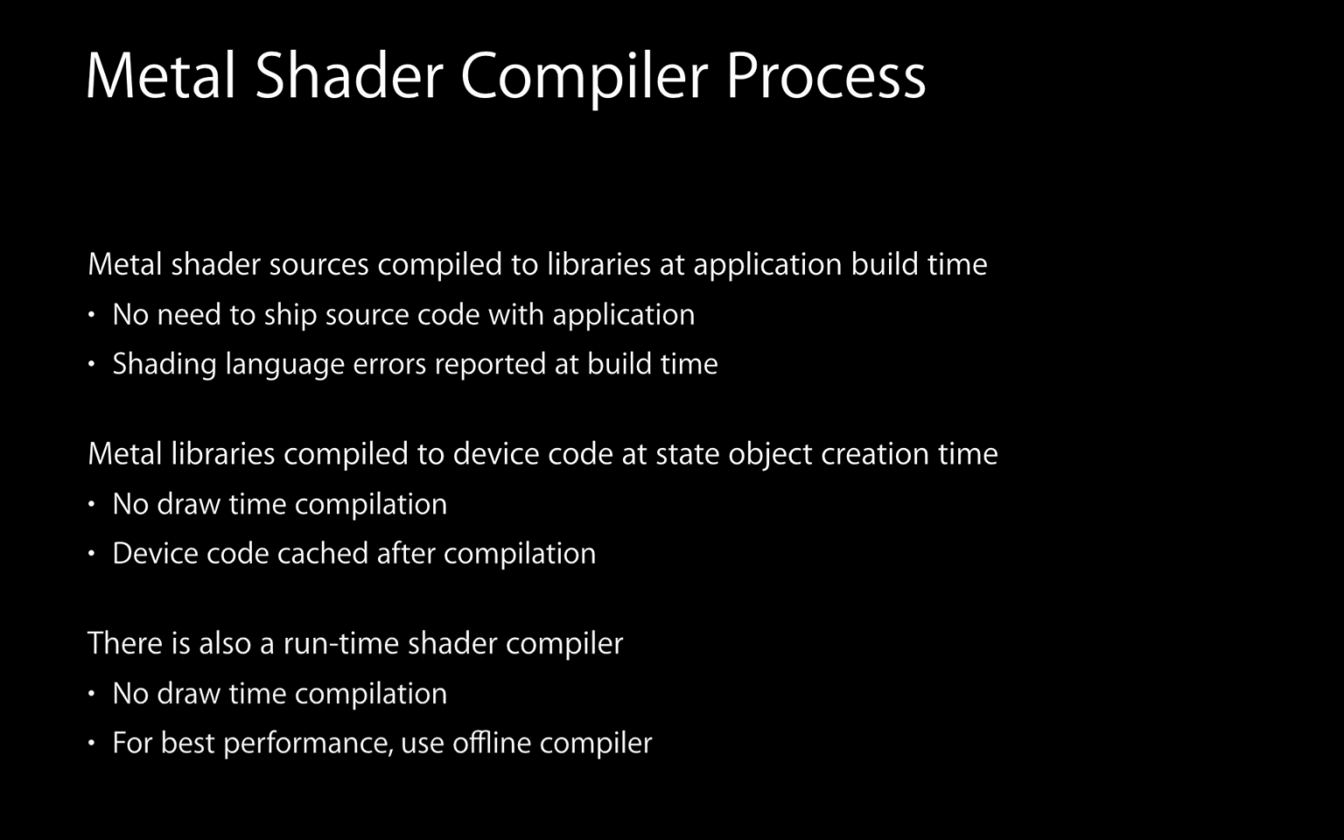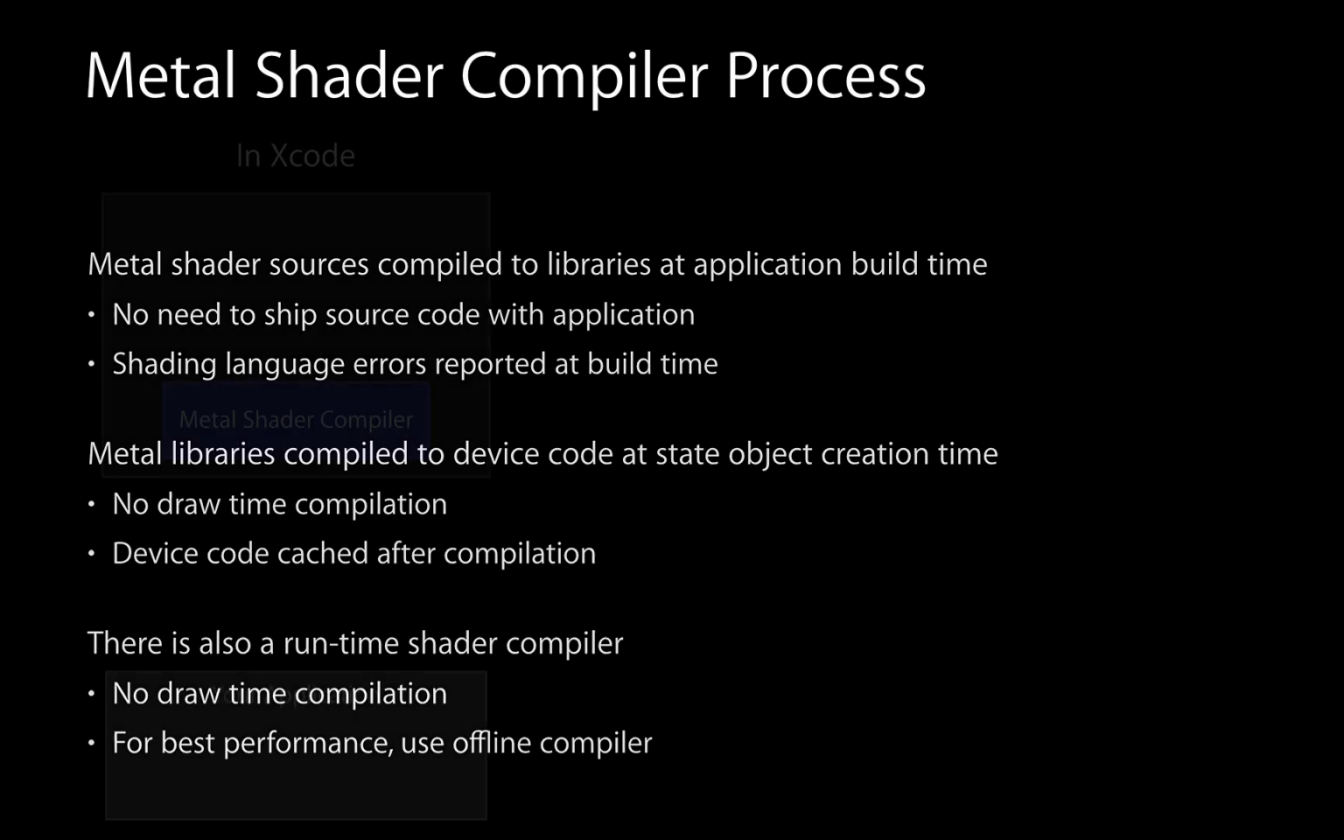Now, for those of you who like to specify your source code at runtime, perhaps you're constructing strings on the fly, we do provide a runtime shader compiler as well. This can also be really useful for debugging. It, too, has no draw time compilation overhead. It operates just like the pre-compiled shaders. But for best performance, we generally recommend you use the offline compiler. We can give you the most information to help you build the best possible shaders if you do it this way. Well, let's see what this would look like.